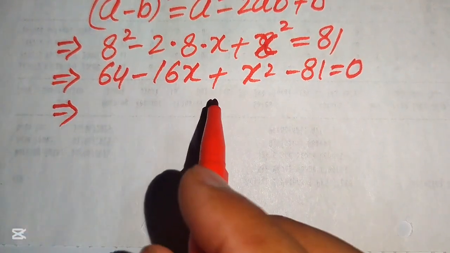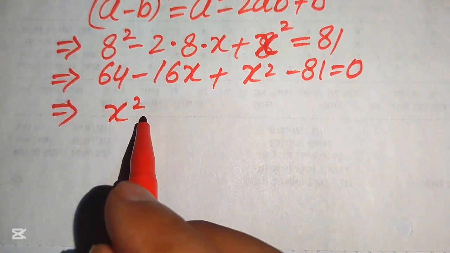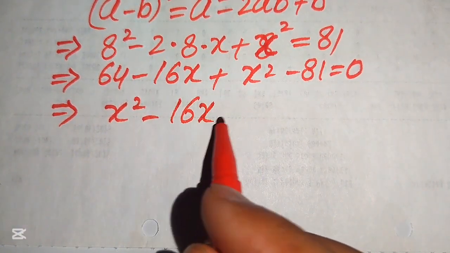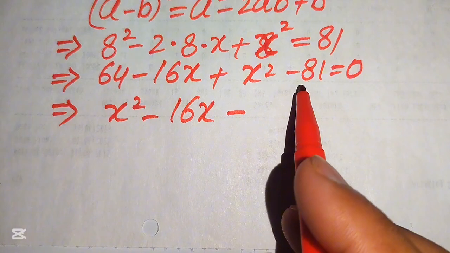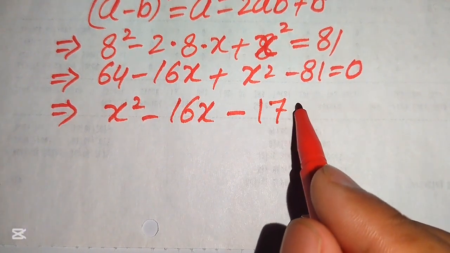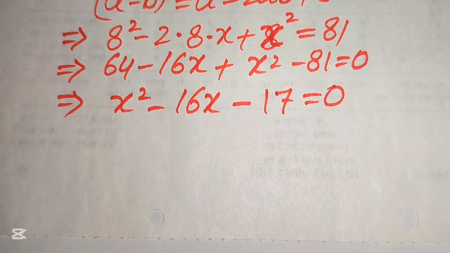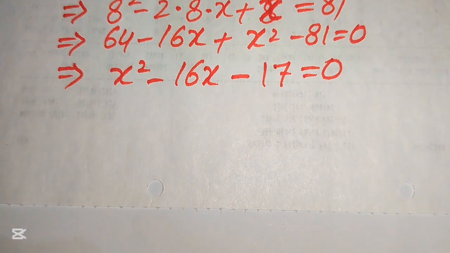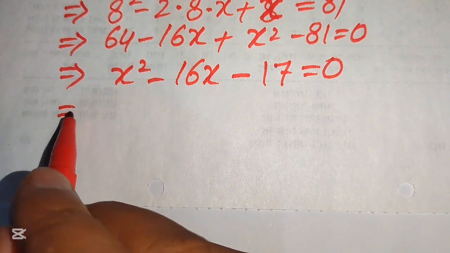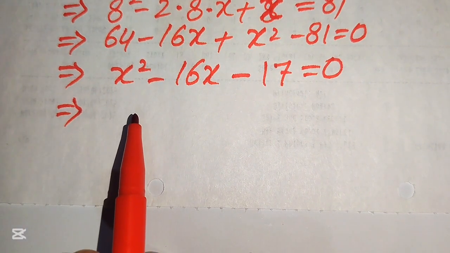And now further in the next step we rearrange the terms, and here you have x square minus 16x minus 64 minus 81 equals to minus 17, and this whole equation is equals to 0. And now in the next step we need to solve this quadratic equation.